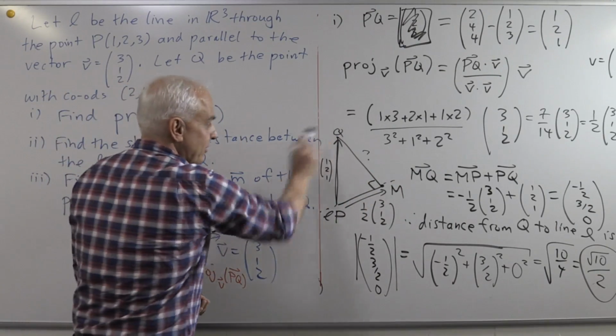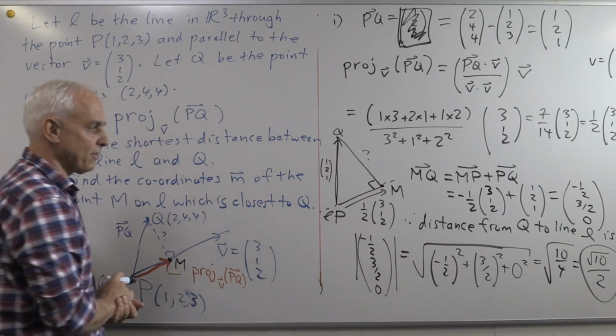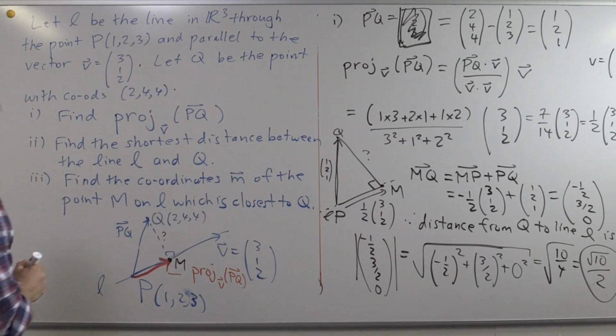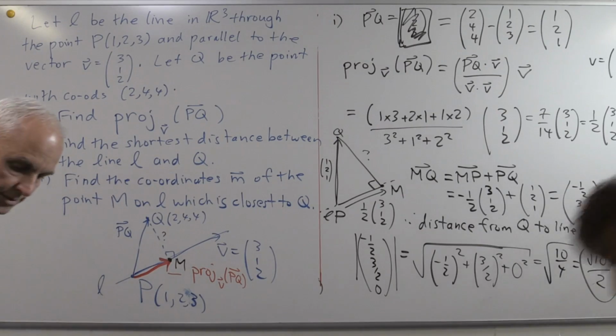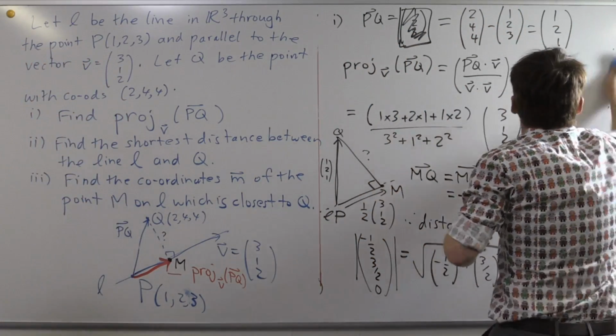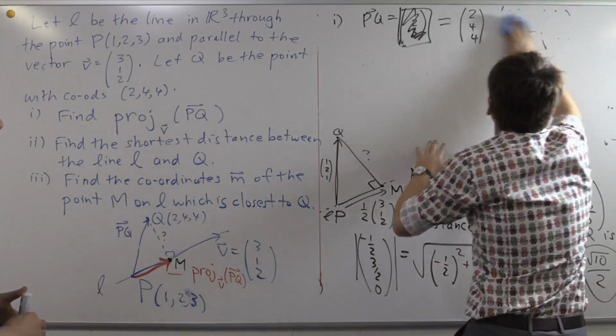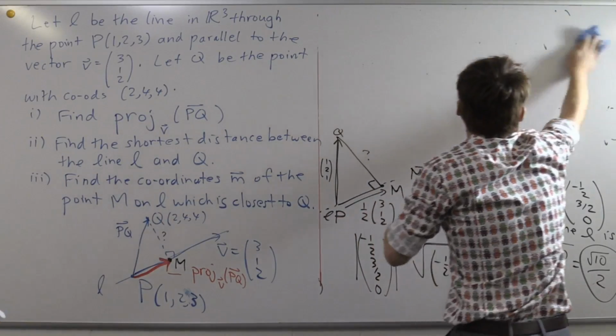And we know what Q is, and we know what MQ is, so we should be able to put those two together to get the point M. And we'll do that just up here. So that'll then be the final step in this question.